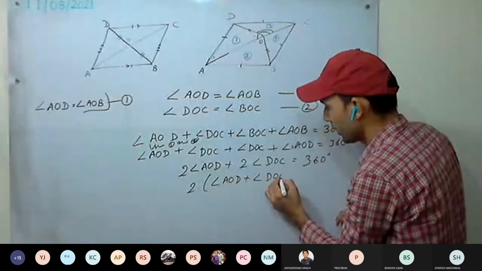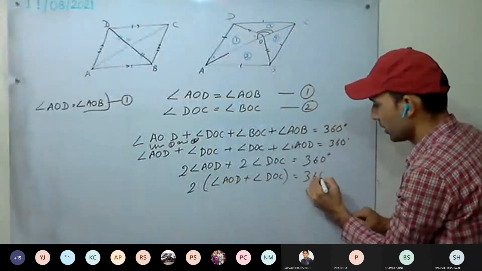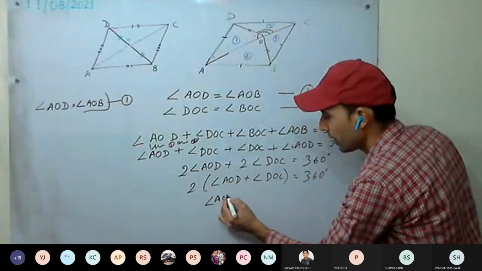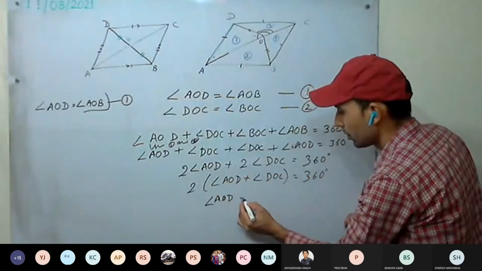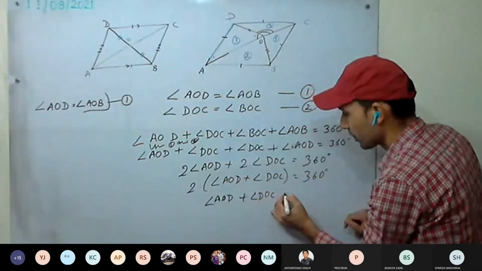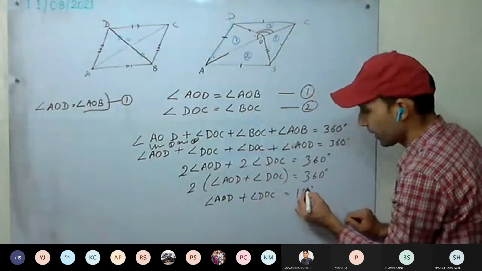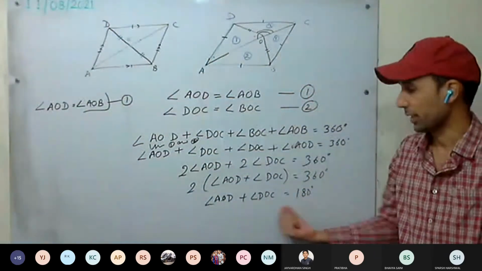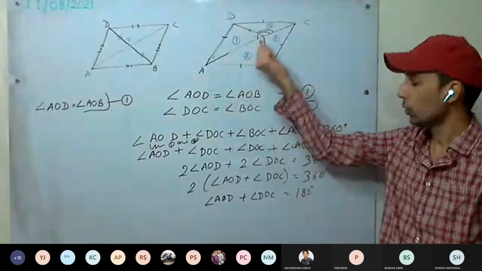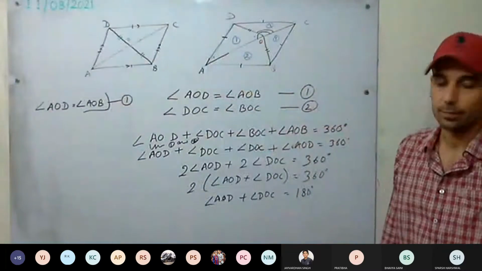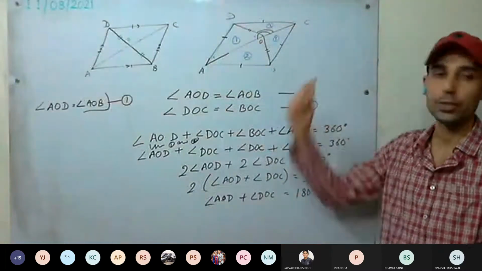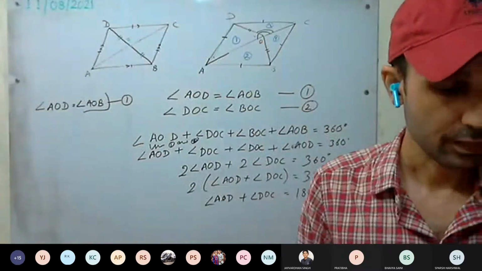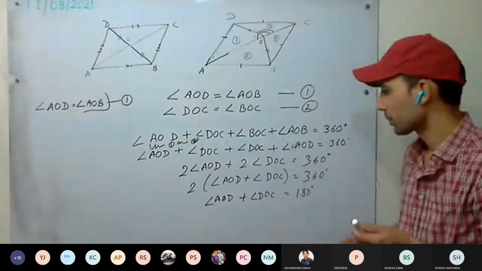Plus angle DOC equal to 360 degree. Divided by 2, it will be how much? 180 degree. Angle AOD plus angle DOC equal to how much? 180 degree. Therefore, AOC is a straight line. Hence proved. Hence shown. Is this clear now?